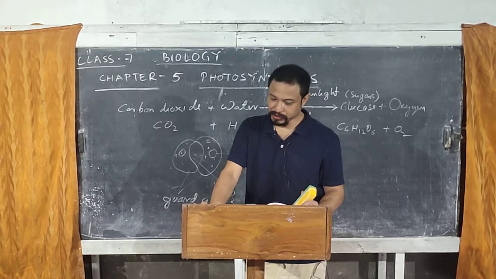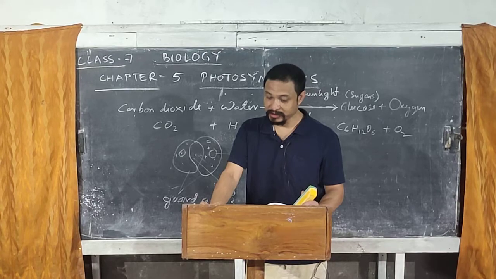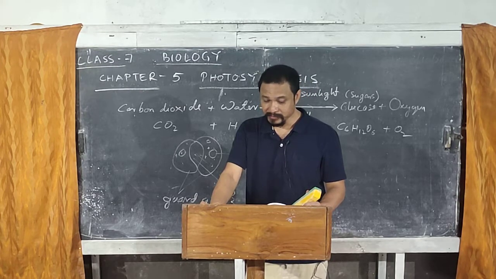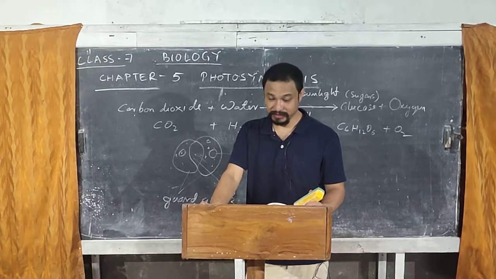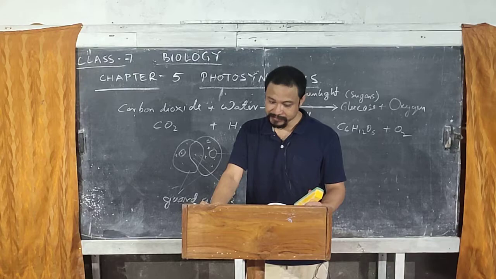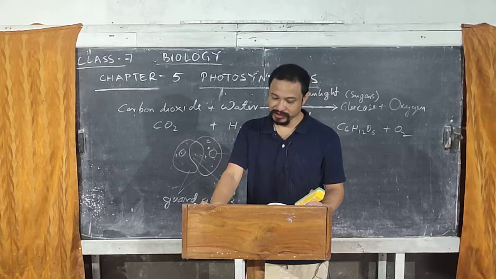Plants absorb water from the soil through the root hair. This water is then transported up to the stem and leaves through the xylem vessels. Light, a very important ingredient for photosynthesis, and the sun is the principal source of light energy.